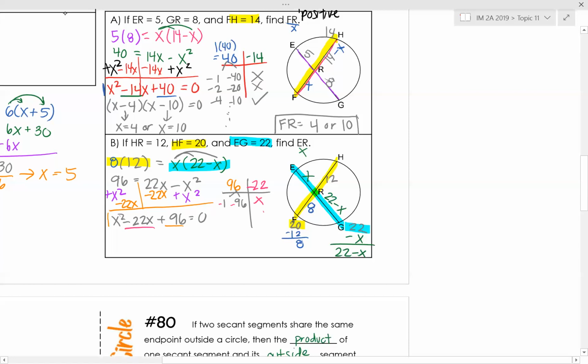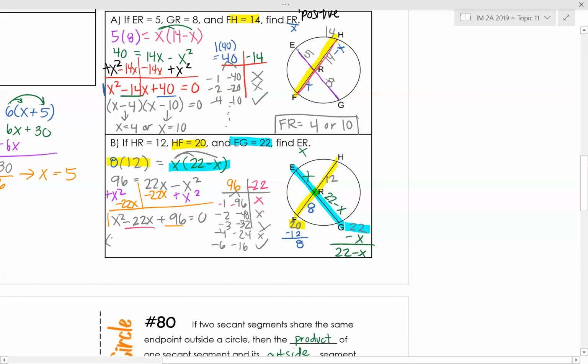So then if we keep going through, 96 divided by 2 gives us 48. So -2, -48 is not going to work. -3, -32 is not going to work. -4, and then -24 is not going to work. But -6 and -16 does. So -6 times -16 makes +96, and those two numbers add to -22.